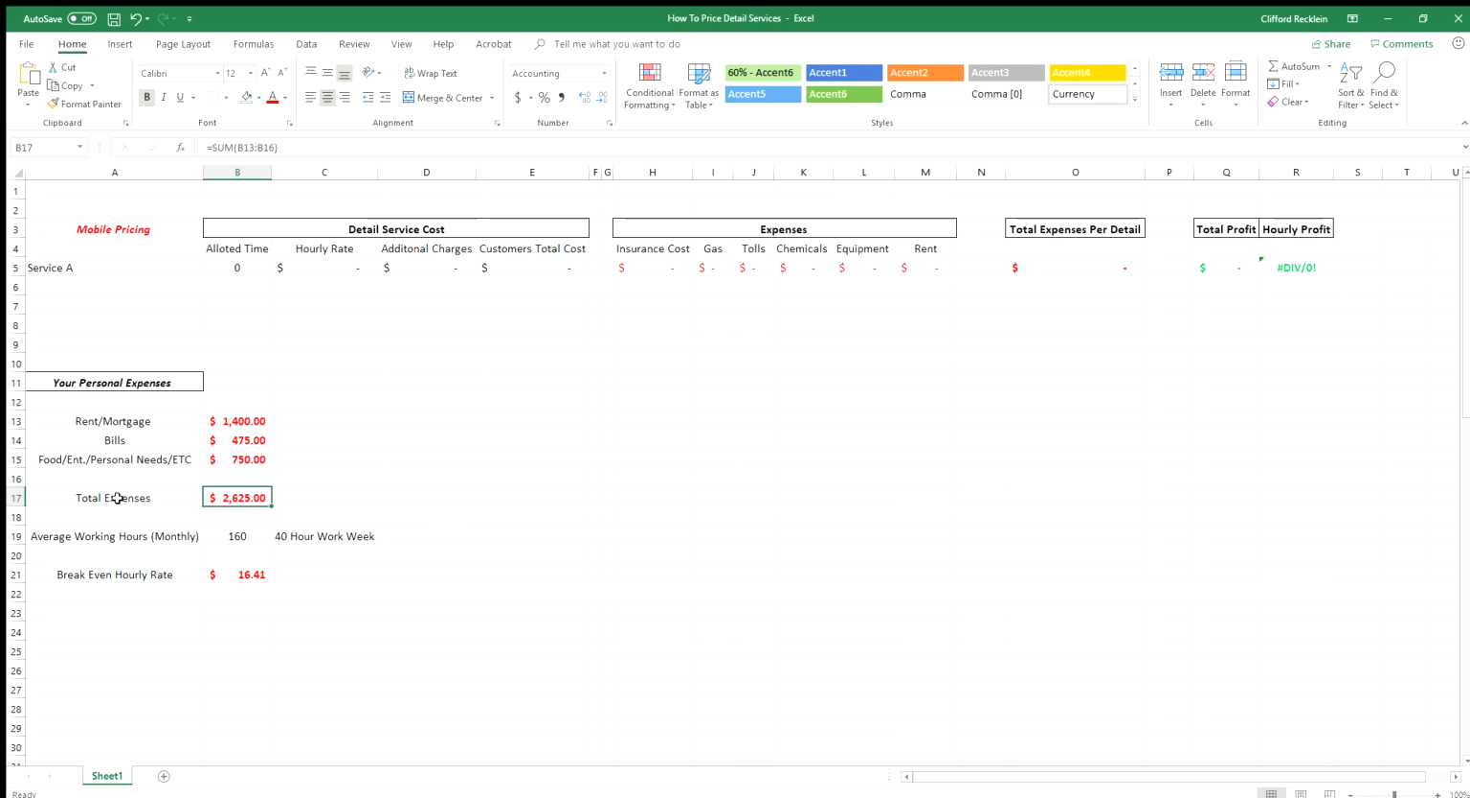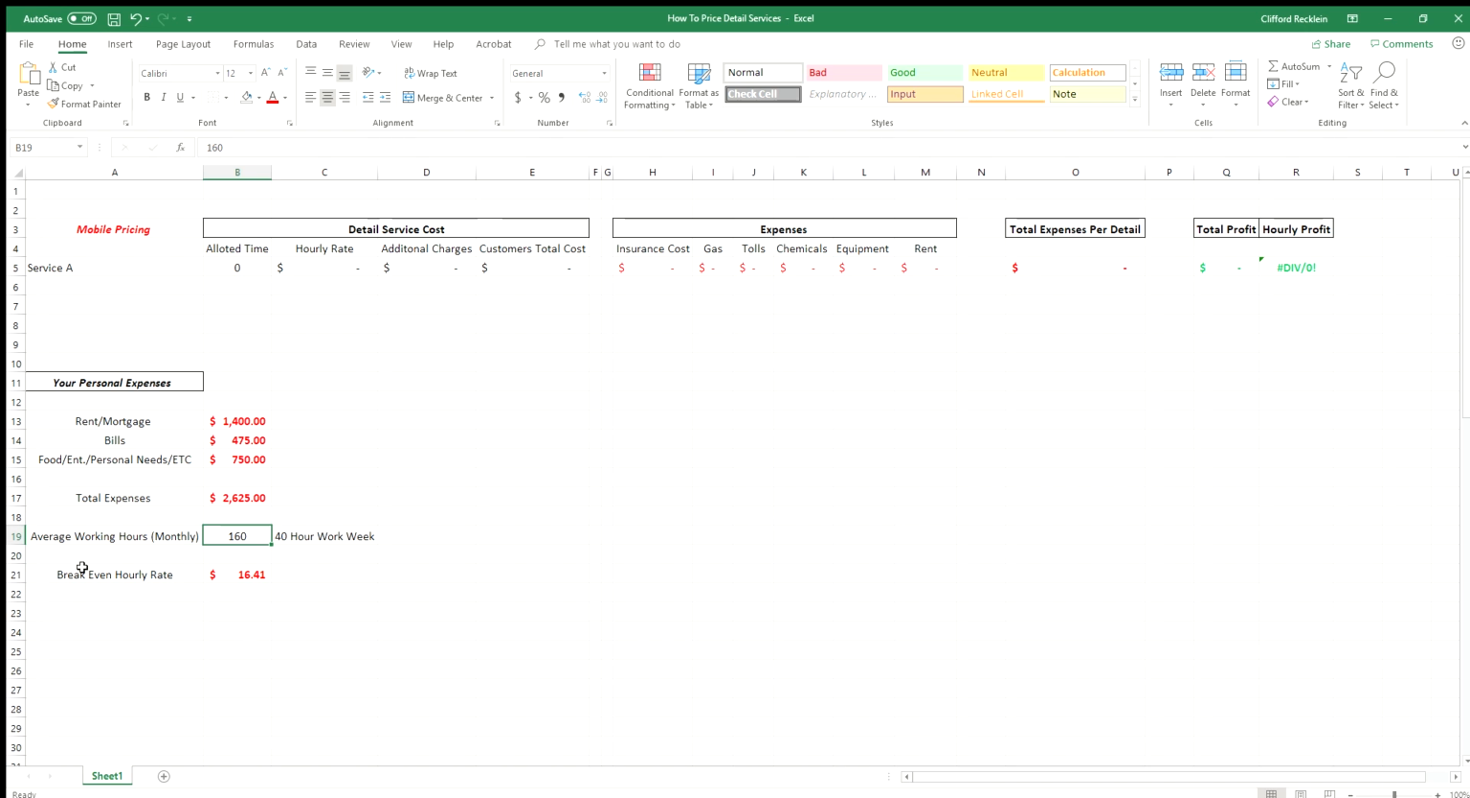So once we figure out our total expenses, we need to figure out our break-even hourly rate. What a break-even hourly rate is, is how much we need to make per hour on a 40-hour work week in order for us just to pay our bills. So in other words, a paycheck to paycheck type of situation. How we're going to come up with that is we're going to take 40 hours a week times 4, because there's 4 weeks in a month, and that's going to come up to 160.